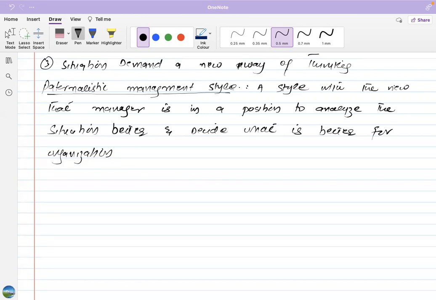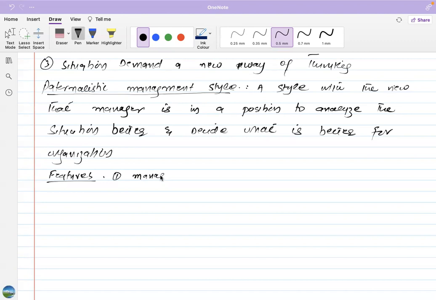If we talk about the features of the paternalistic style of leadership, what are the features? So they are many. First of all, managers think that they know what is best for the workers. What they think is better for workers.